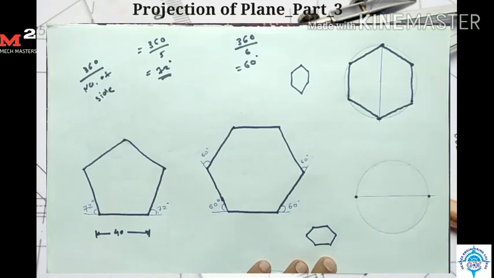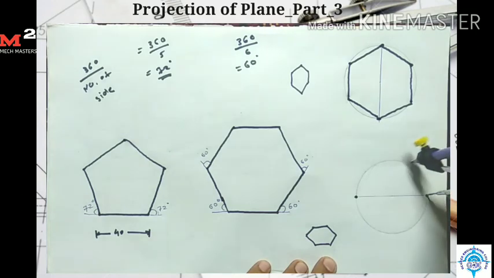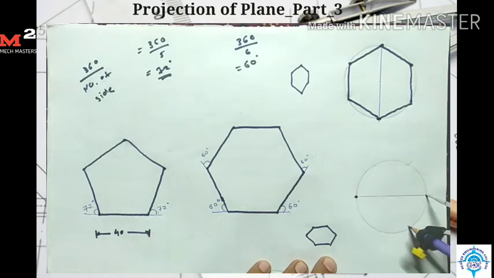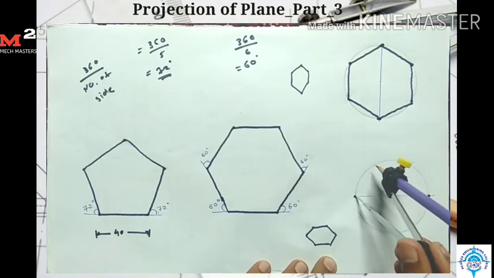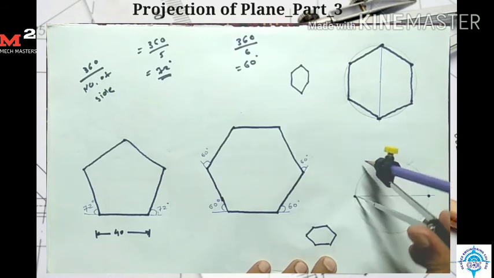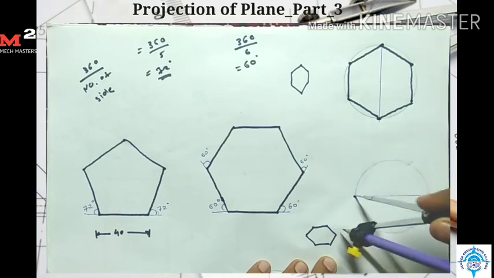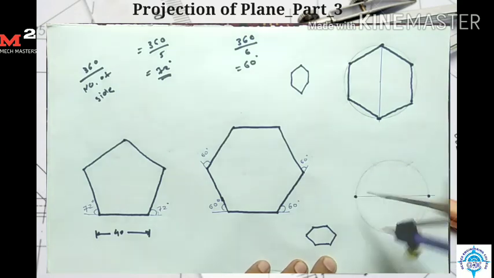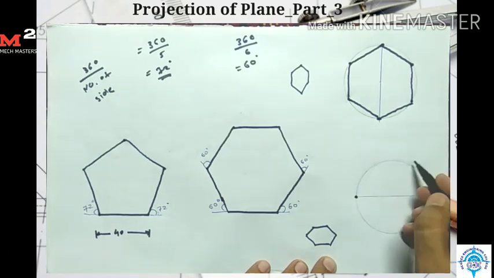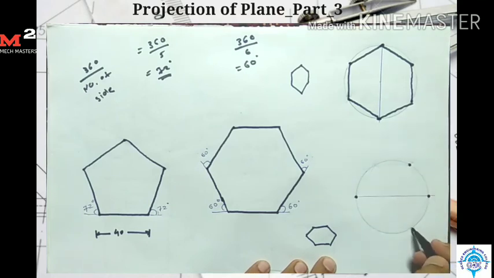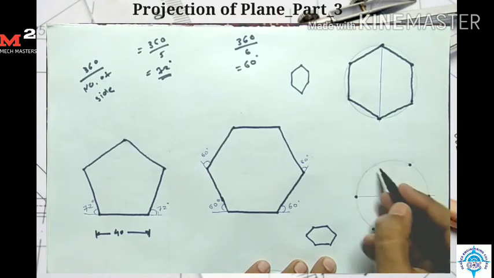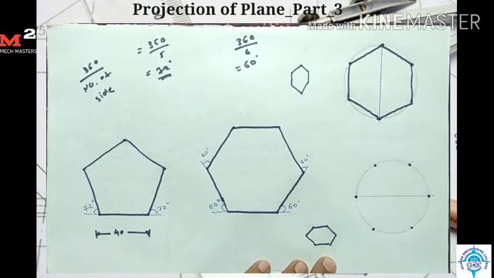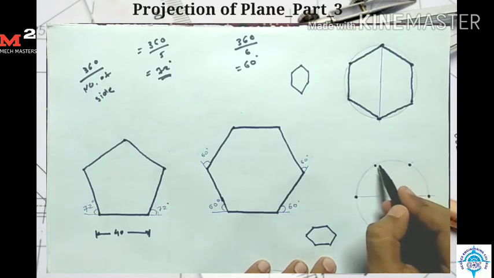For getting those 4 points, I take this point as a center and 30 mm as a radius. I draw 2 arcs which intersect the circle at these 2 points. Similarly, now I take this point as a center and 30 mm as a radius. I draw another 2 arcs which intersect the circle at these 2 points. So the intersections of these arcs give me the 4 points. So in total I get 6 points. Now just connect these 6 points, so I get my hexagon.